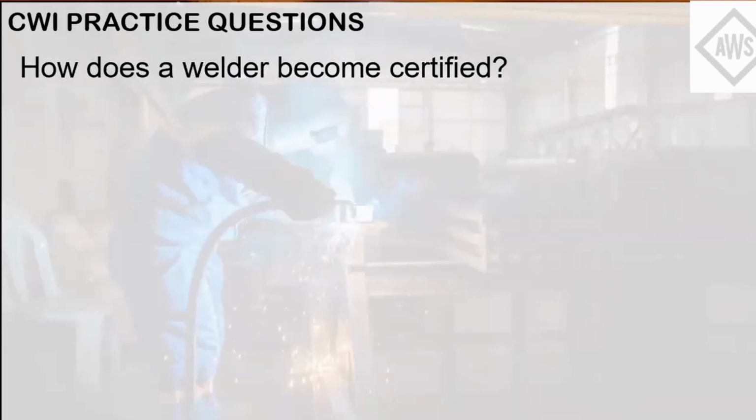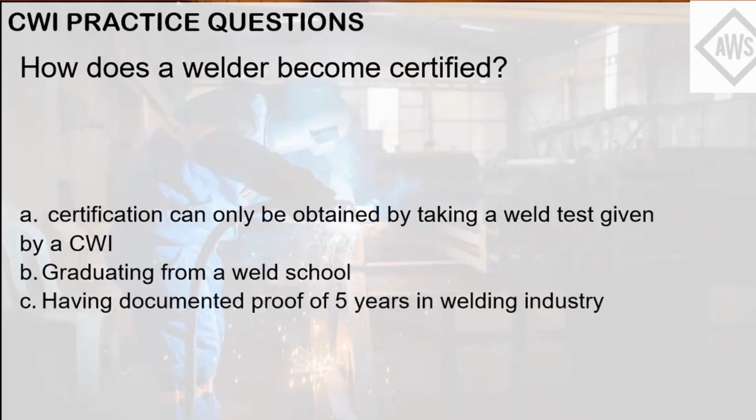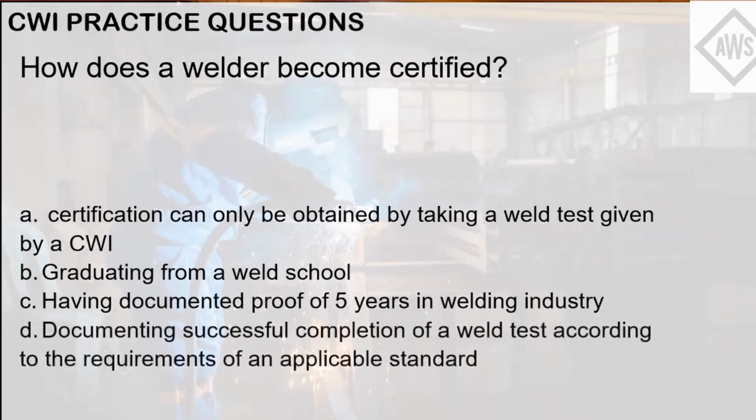Next question, how does a welder become certified? Letter A, certification can only be obtained by taking a weld test given by a CWI. Letter B, graduating from a weld school. Letter C, having documented proof of 5 years in the welding industry. Or letter D, documenting successful completion of a weld test according to the requirements of an applicable standard. Depending on what code you are in, the qualification of the welder differs. So the answer here is letter D.